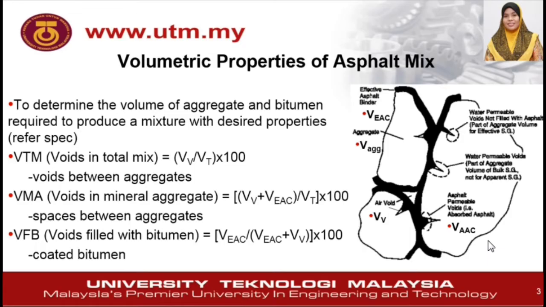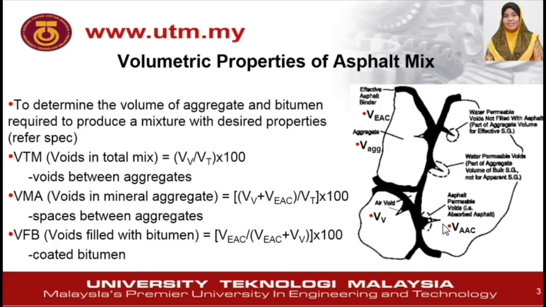As you can see here, we have the aggregate coated bitumen, VEAC, and then absorbed bitumen, VAAC, and finally the air voids, VV. The coated bitumen or asphalt binder is termed effective asphalt binder or effective bitumen. Why? Because it effectively coats the aggregate particles and functions as a binder. While VAAC refers to the small portion of asphalt binder or bitumen that is absorbed on the surface of aggregate particles due to the surface roughness.